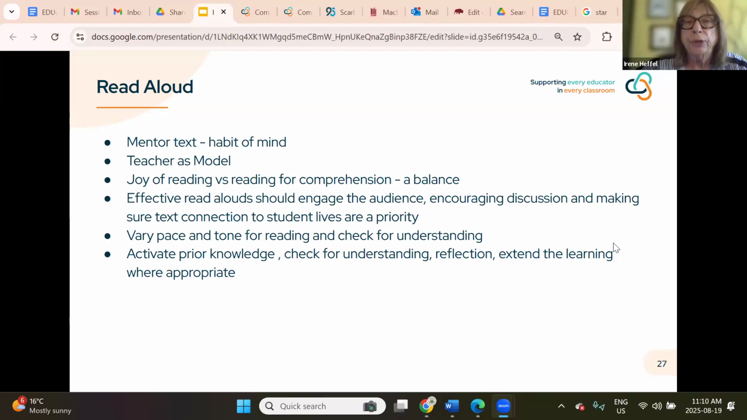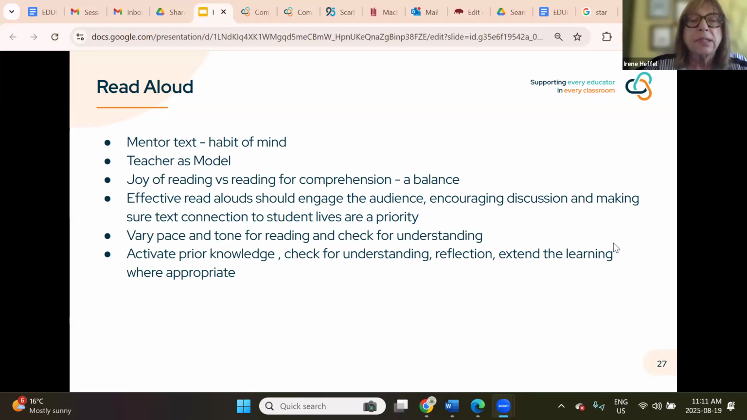Read alouds on your part should engage the audience and encourage discussion, and you've got to make sure that you're connecting the text by modeling your own connections and then showing students how they can connect to their lives. You obviously are varying your pace and tone, as Bev has just said, for reading, and you check for understanding. So we're looking a little bit at the before, during, and after component when you are reading aloud, and that would be activating background knowledge. Now you're stopping to check for understanding, and then you're reflecting. You could extend the learning where it's appropriate.